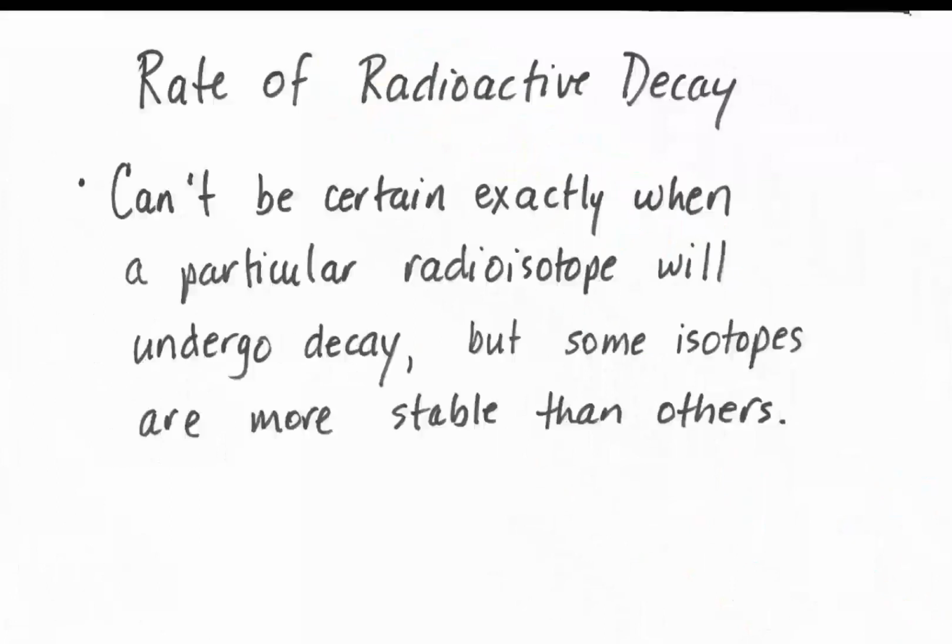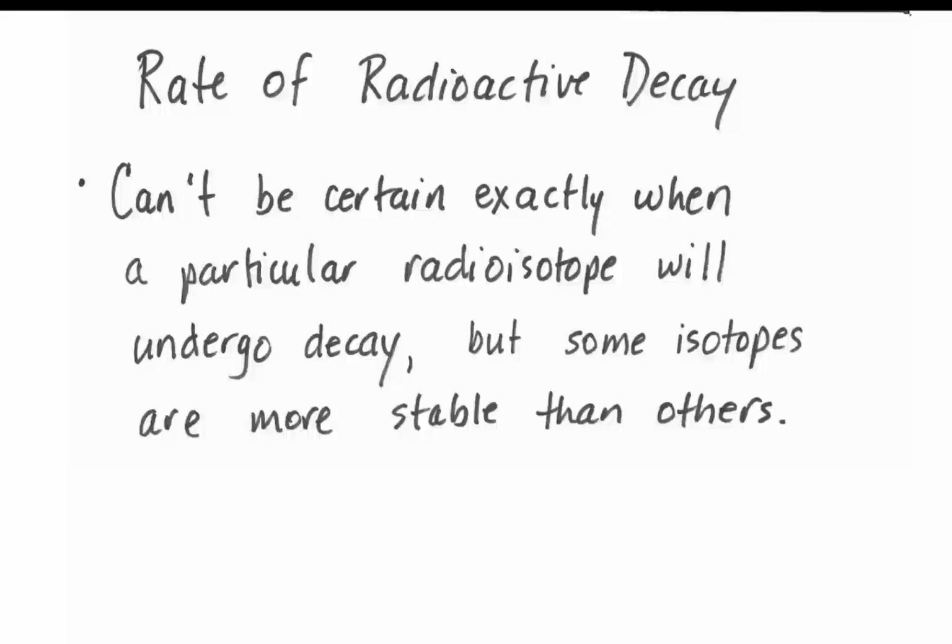All right, now how fast does this all happen? You see, we can't be certain exactly when a given atom of a radioisotope is going to, bing, undergo radioactive decay. But we can take a whole bunch of radioactive isotopes, the same radioactive isotope. We can't just have one atom of it. You have like a whole jar. Think about a whole jar of uranium-238.